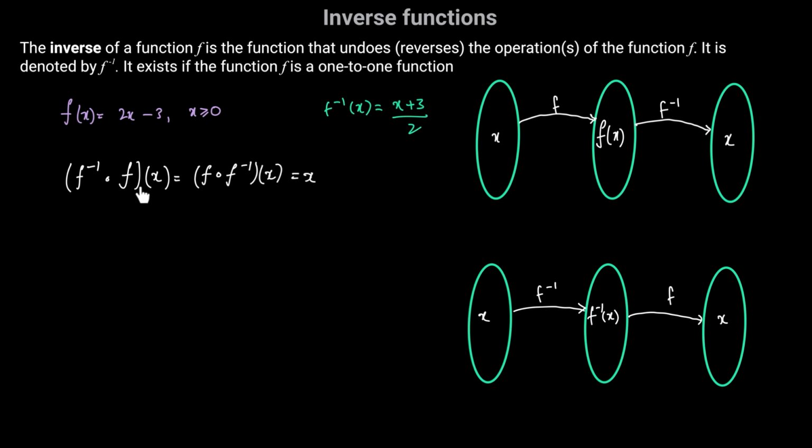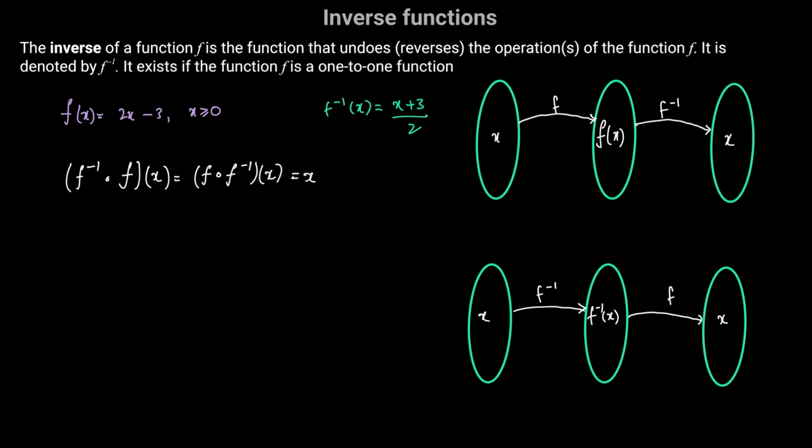We first apply the function f to the input x, and then we apply the function f inverse and we return the original input x. Similarly, if I apply the function f inverse first to the input x, I get f inverse of x, and then when I apply the function f to that, again I reverse the operation of f inverse and I return the original input x over here. And we can verify these relationships by computing each of these composite functions.